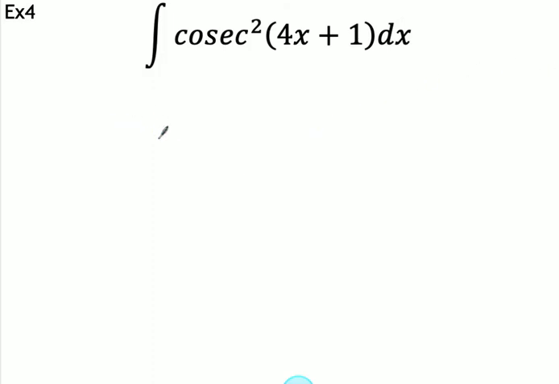Okay, again, we can look at this, and often people will panic at this point, you know, cosec squared of something. Let's just check the formula book. Well, the formula book tells me it's something to do with cot. So therefore, I'm going to try cot of 4x plus 1.